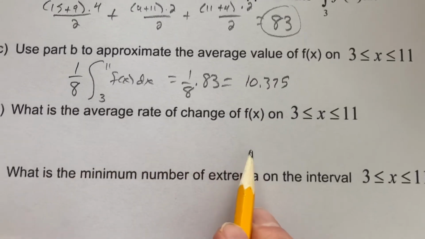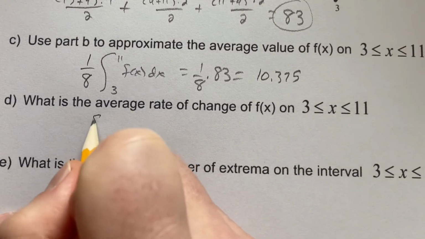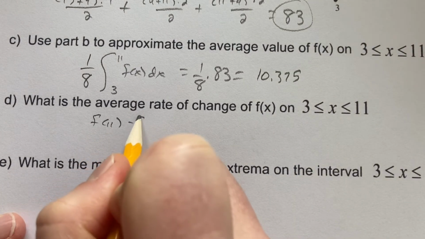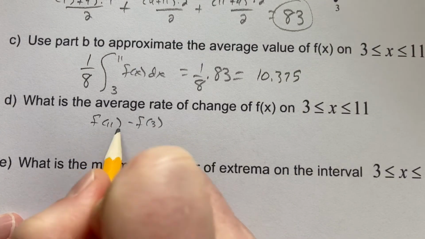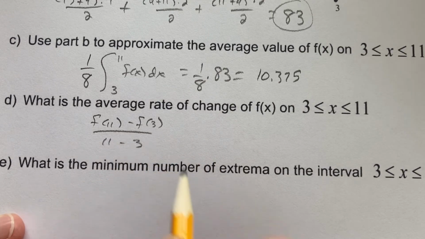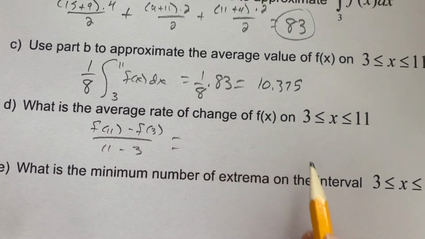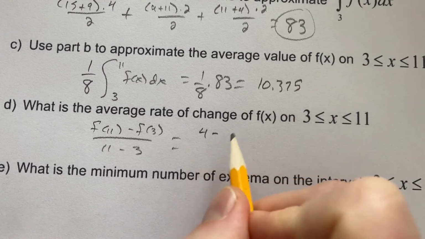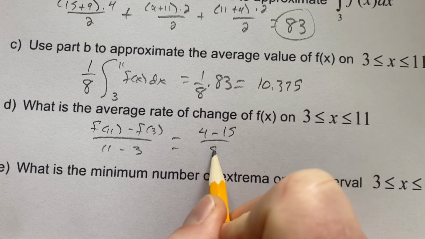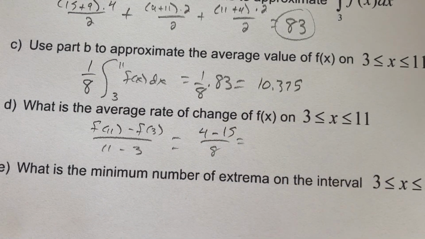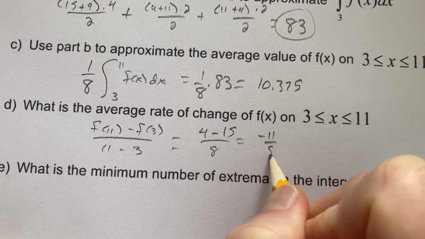What's the average rate of change? Well, now what we want to do is say, well, what was f of 11 minus f of 3? How did the function actually change? And then spread that out evenly. So f of 11, according to the table, was 4. f of 3 was 15. And so we're going to get negative 11 over 8, and we'll just leave it like that.